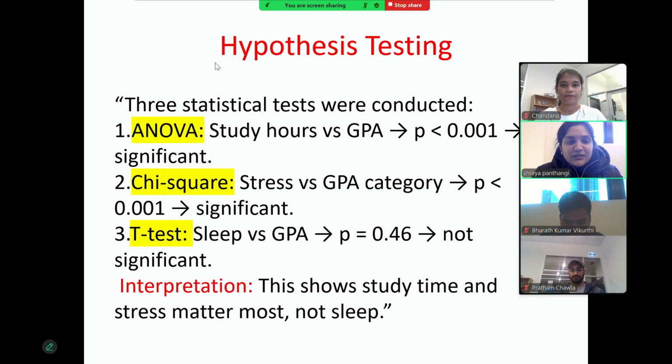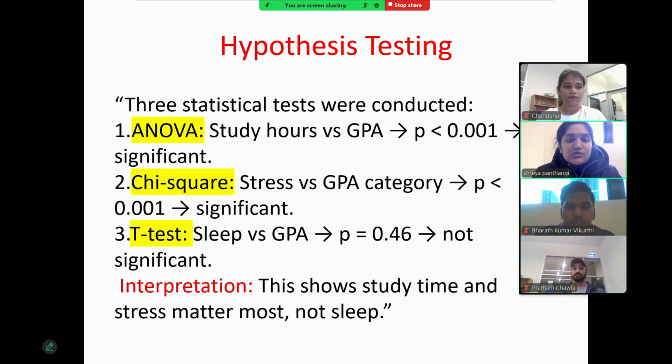Thank you, Chandana. Now I would like to get into the next part of our report, that is hypothesis testing. As part of this, we have considered three statistical tests: ANOVA, chi-square test, and t-test. For the ANOVA test, we related study hours and GPA, and we got a probability less than 0.001. We took a 99% confidence interval, and it led us to reject the null hypothesis, which is statistically significant. For the chi-square test, we related stress and GPA, and the probability is also less than 0.001, which is statistically significant.